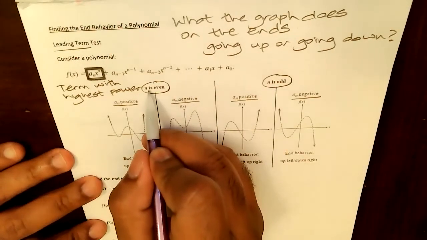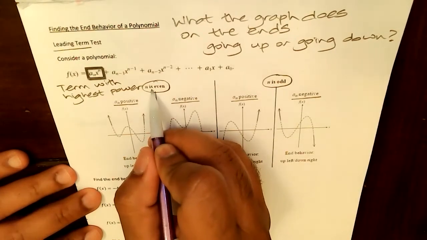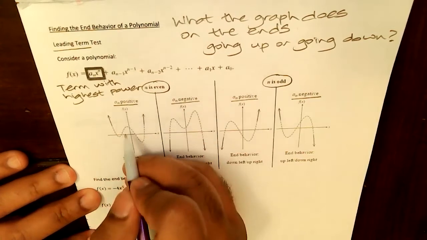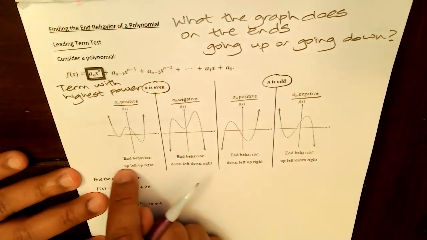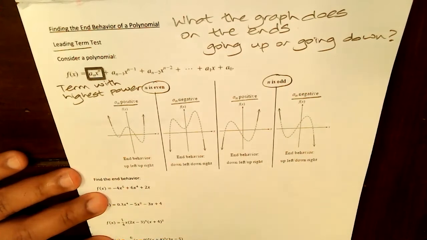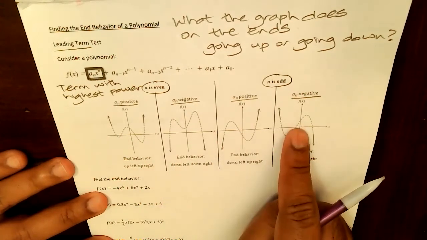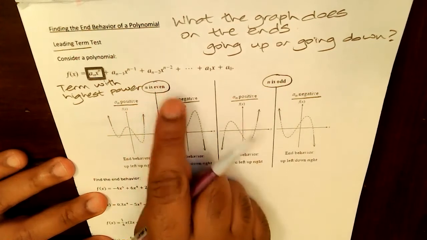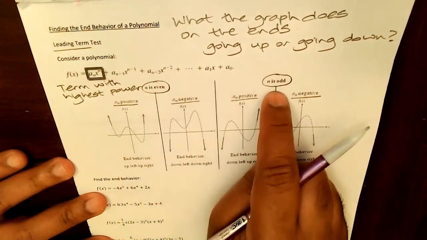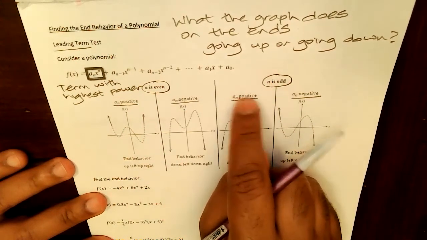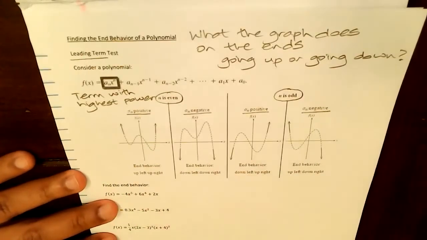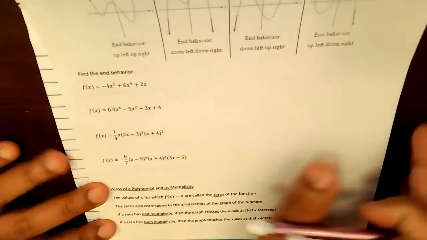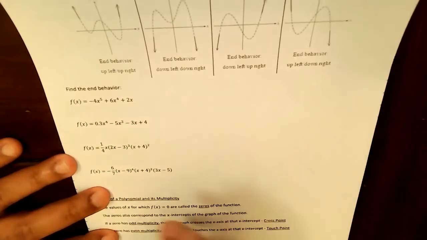So for instance here, if your power is even and the number in front is positive, then that tells me that on the left and on the right, your graph is going to be going up. Okay, and here are the other cases: when the power is even and the number is negative, when the power is odd and the number is positive, and when the power is odd and the number is negative. So let's look at some examples here and try to figure out the end behavior.